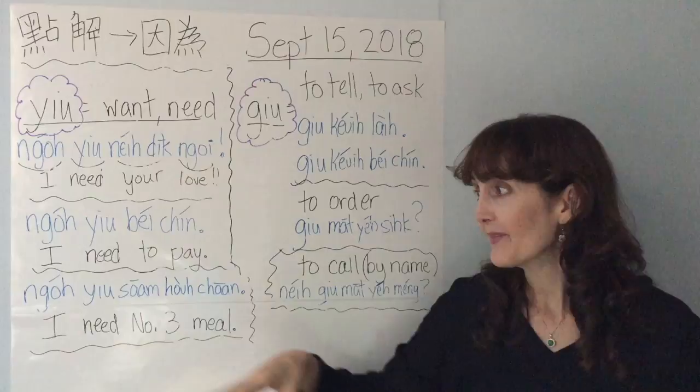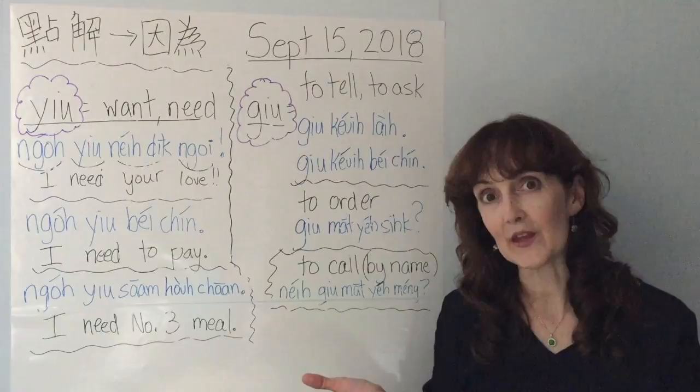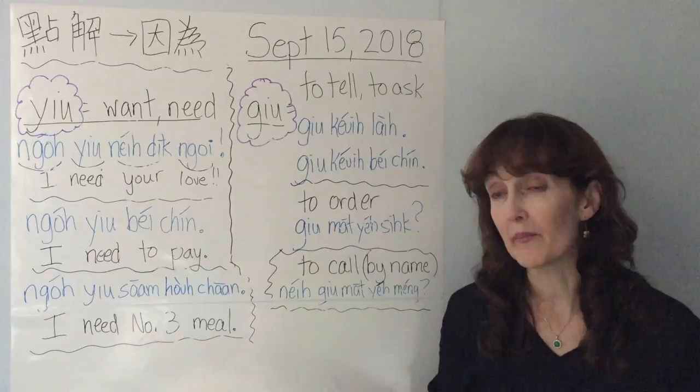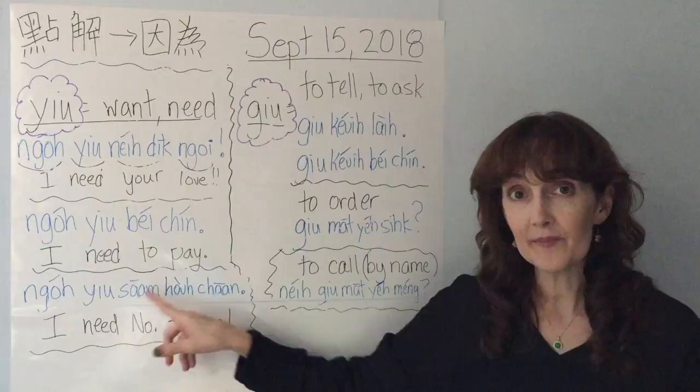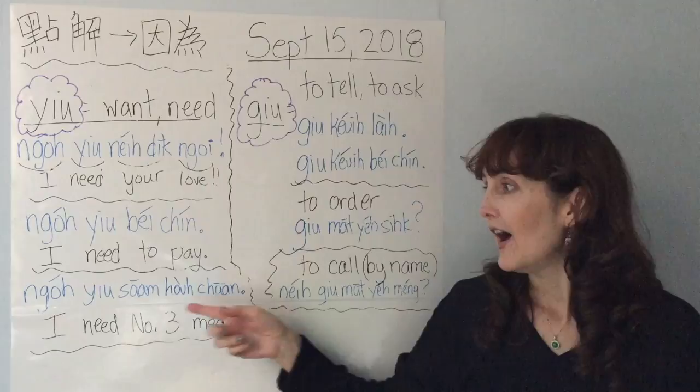The third one here is 我要三好餐. If you've seen my fast food video, then you know that we talk about when you're ordering a fast food meal or a set lunch or something, a lot of times they go by the numbers. So 三好餐 is number three meal. 三 is three. Ho is number and chan is your meal. 餐廳, like restaurant, right? 我要 is I need.